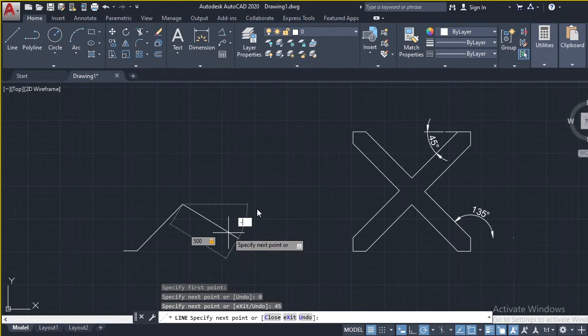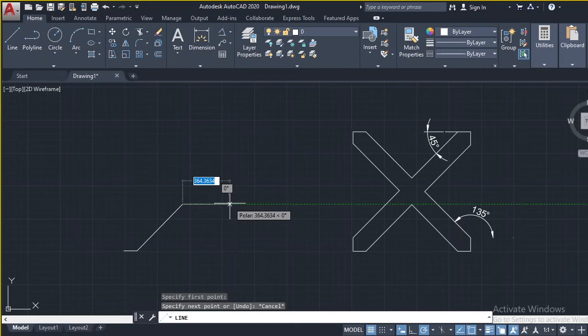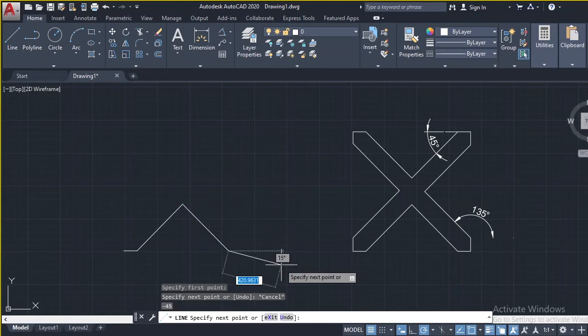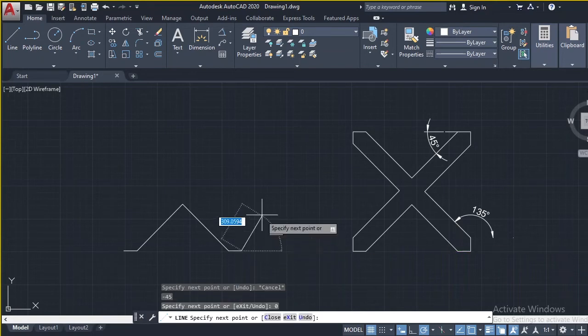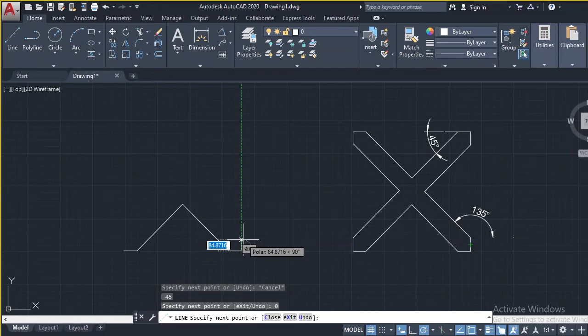Negative 45. Okay, so 500, tab negative 45. You have this. Then this is also at 90 degrees at the 0, and 100 mm, 0 degree. So we have 100, tab 0 degree. And this one is at an angle of 90, so we come up, this is automatically 90 because of that green line. So we now tap in the distance 100, enter.